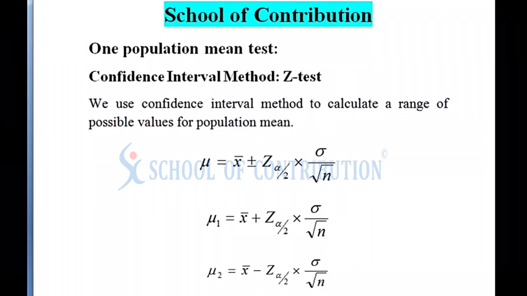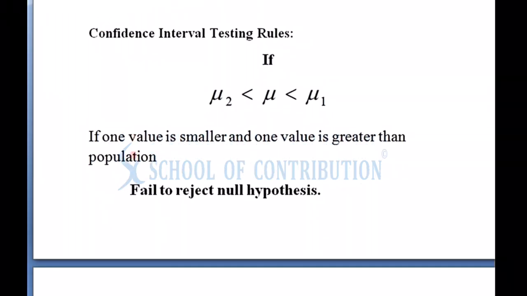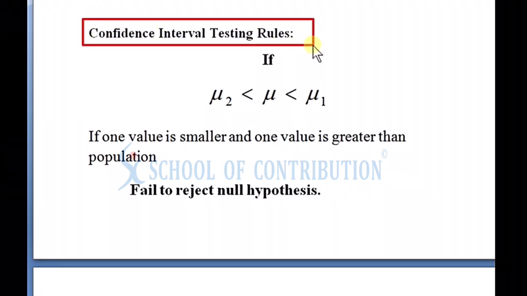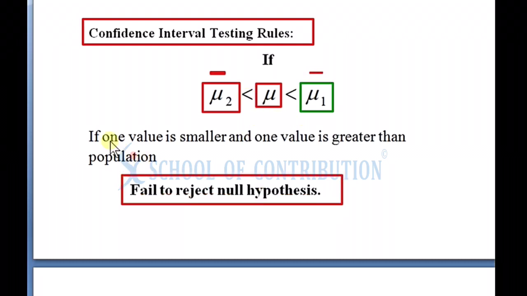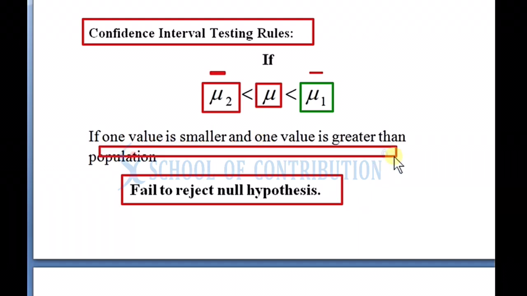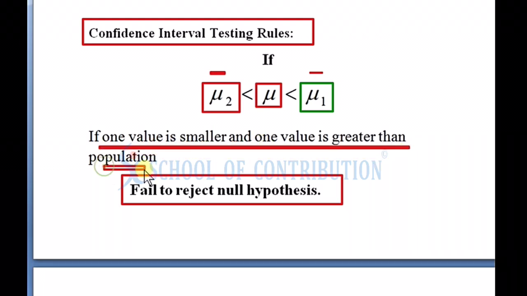Once we know how to calculate interval values, we can use our confidence interval testing rules to decide whether we should reject the null hypothesis or the alternative hypothesis. First of all, if one of the interval values is more than the population mean and another interval value is less than the population mean, this being our population mean, then we fail to reject the null hypothesis. As we read here, if one value is smaller and another value is greater than the population mean, we must fail to reject the null hypothesis.